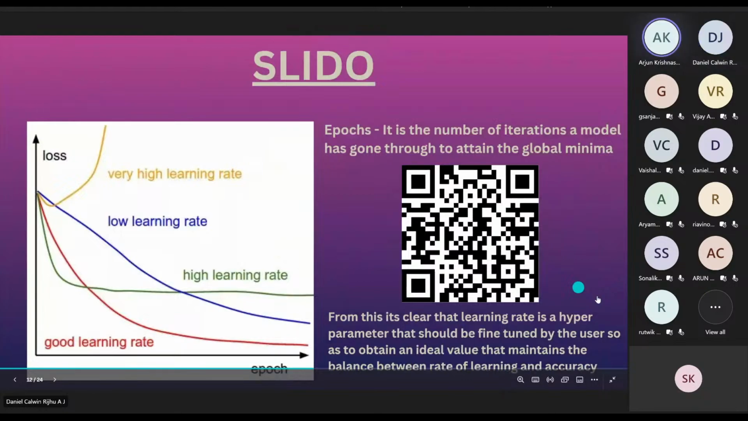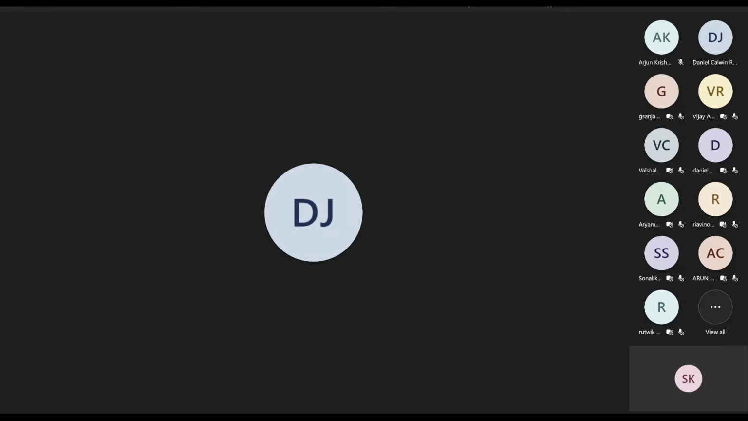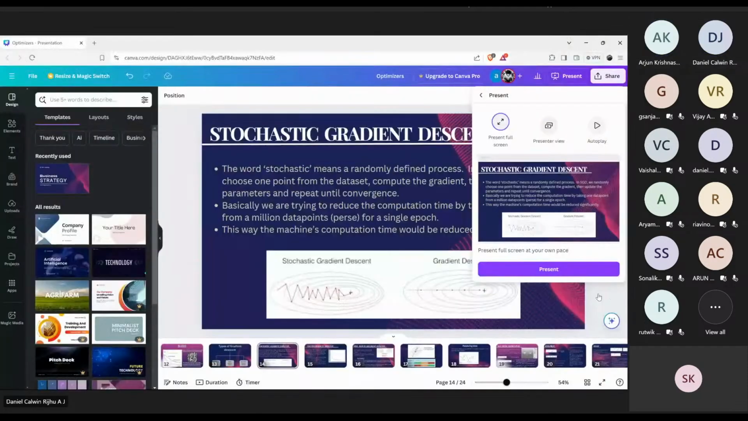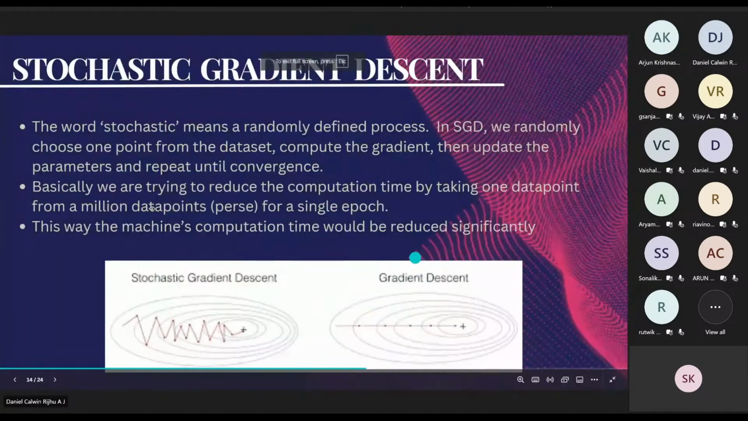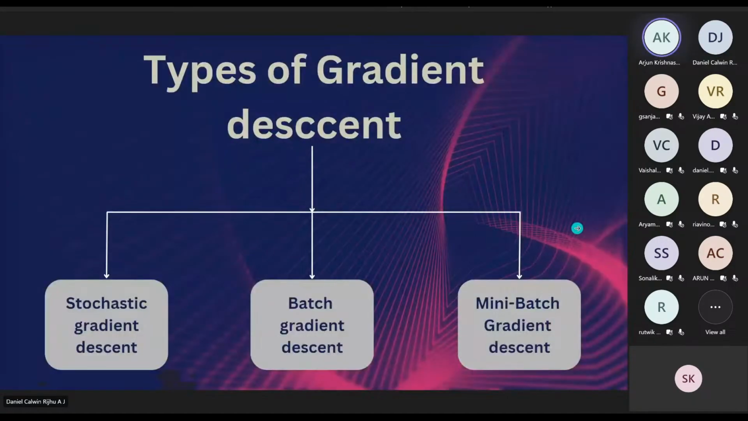Daniel, did you move to the next slide? Is it on stochastic gradient descent? No? It's still on the Slido question. Can you stop sharing and share it again? Okay, 1 second. Are you sharing the entire screen or only the window? Yeah, I'm sharing my entire screen now. Is it visible? Yeah, the screen is visible. Just move through the slides once to see if it works. Yeah, is it working? Yeah, now it is. Yeah, fine.